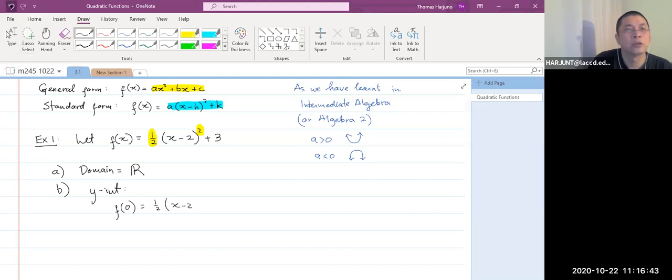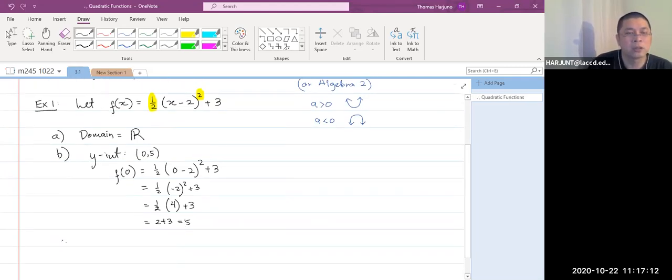Sorry. x equals 0 and compute the outcome. That's 1/2 times (-2) squared plus 3. That's 1/2 times 4 plus 3. 1/2 times 4 is 2, plus 3, so that's 5. So the y-intercept is (0, 5).